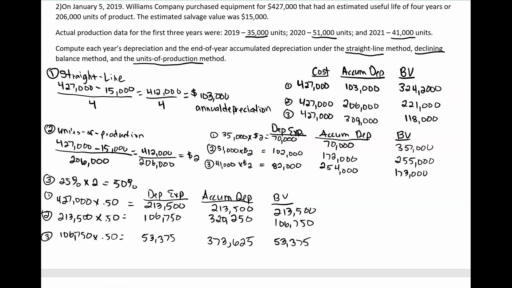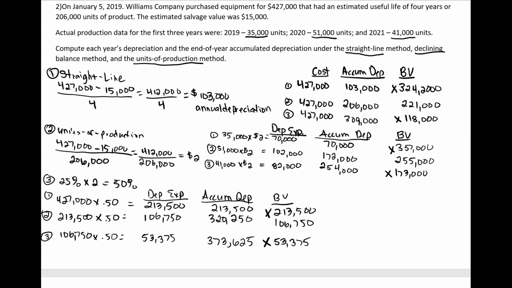Okay. At the end of year 1, using straight line, oh, it didn't work. I was hoping to change it to red. We have 324,000. When you look at the first year under units of production, the book value is 357. And then when you look at the book value of the first year under double declining balance, it's 213.5. So, and then let's just look at the last year, the third year. For straight line, it's 118,000. For units of production, it's 173. And then for double declining, it's 53,000.